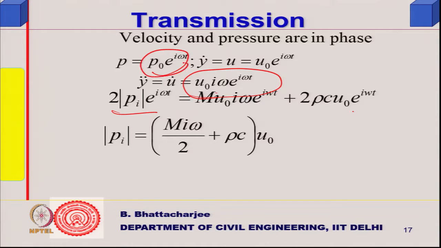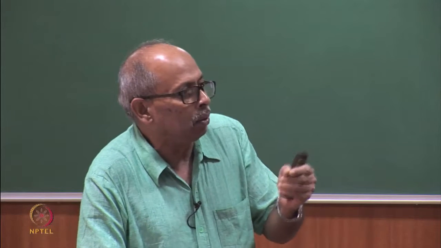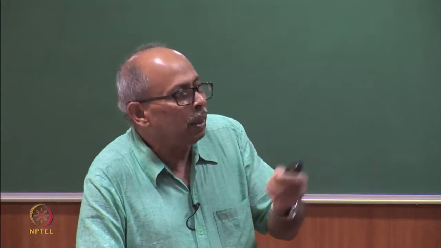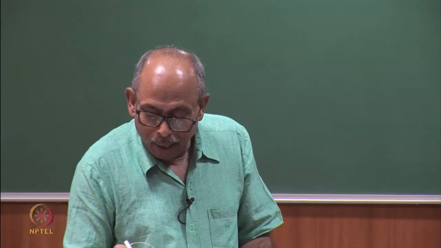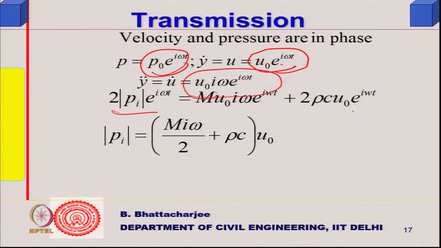Since this is periodic, the wave that is impinging onto the surface, I can assume the pressure to be P0 e^(iωt). Velocity is also in phase, therefore u0 e^(iωt). The acceleration will be given in this manner, and I can write this equation.